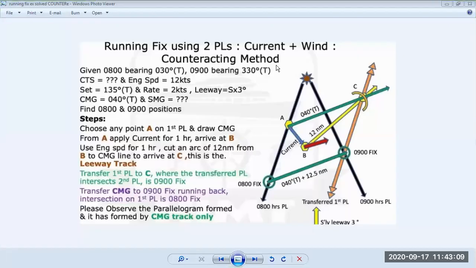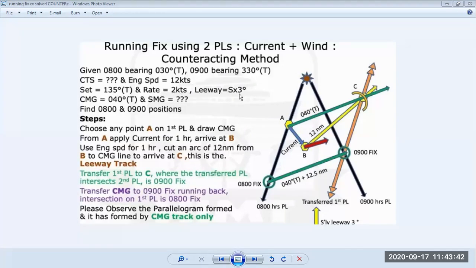So we are starting with the solved example of running fix with two PLs, two position lines, with current and wind. At 0800 we have the first PL from the lighthouse, 030. Then at 0900 we have the second bearing, 330. The course to steer is not given and engine speed is 12 knots. Set is given as 135 and rate is given as 2 knots.